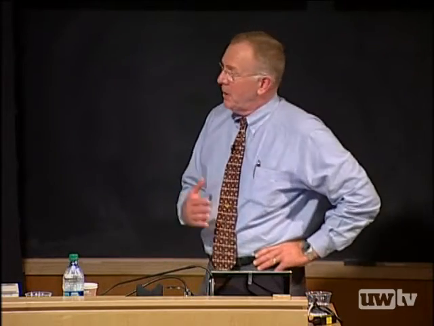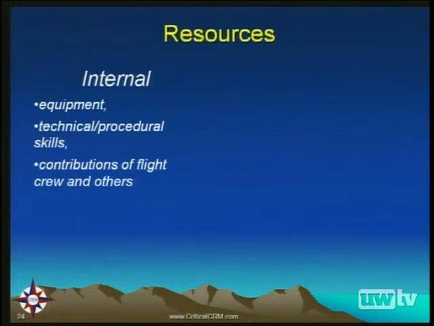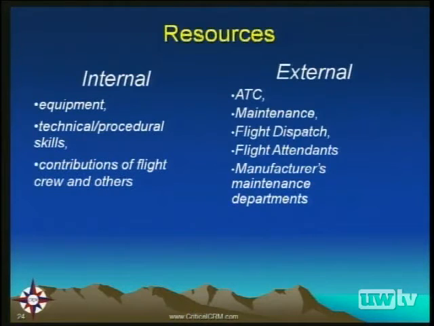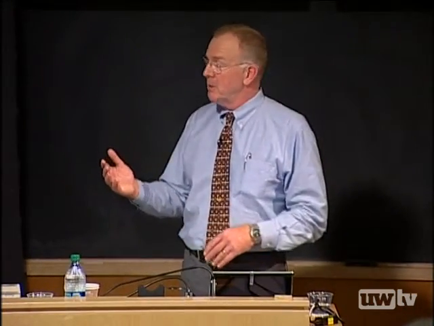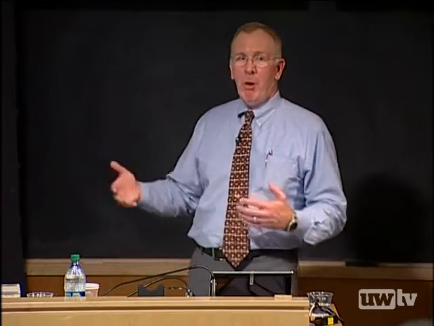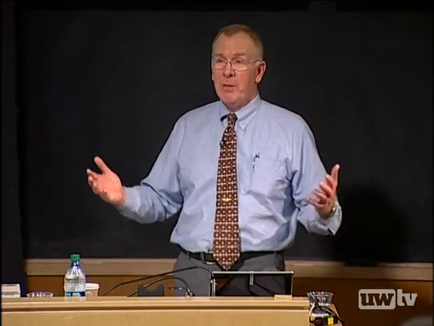What resources do we have? Well, in aviation, inside the airplane, we've got the equipment, the technical and procedural skills, and the contributions of the flight crew and other individuals. External to the aircraft, or external to the cockpit, we have air traffic control, maintenance, flight dispatch, flight attendants, and manufacturers' maintenance departments. These are all doors that we have open to us if we choose to use them. And it seems obvious that we would reach out and use all these things, but it's not so obvious. And it was not in the 1960s and 70s. We really didn't consider all the options we had available. It's like all we knew was fly the airplane.